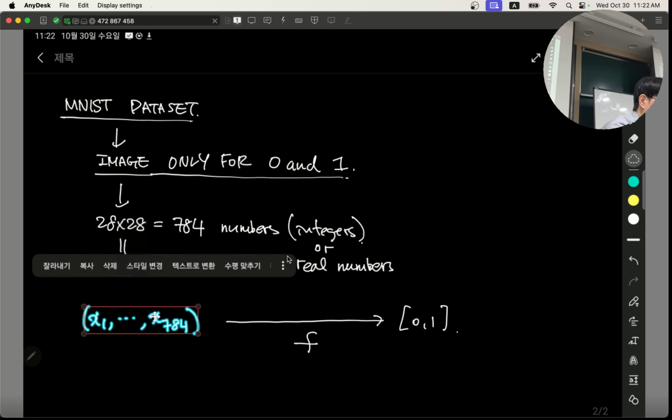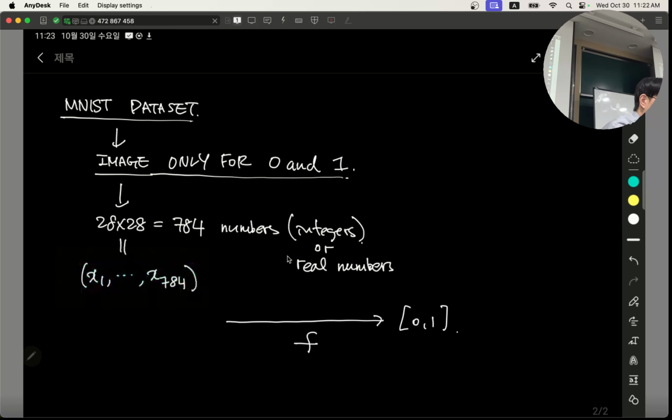So let me be a little bit more precise in my notation. Images are these points, and these points are members of 784 dimensional space, and my function maps every point in 784 dimensional space to the interval from 0 to 1. So I want to find this function that best predicts.